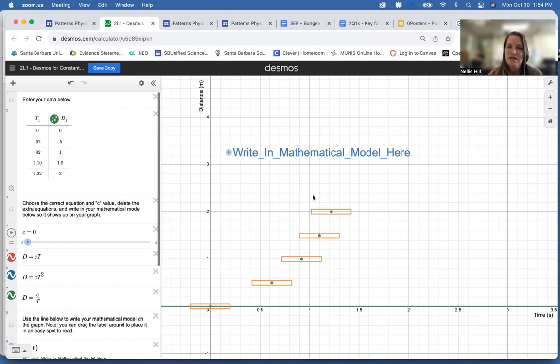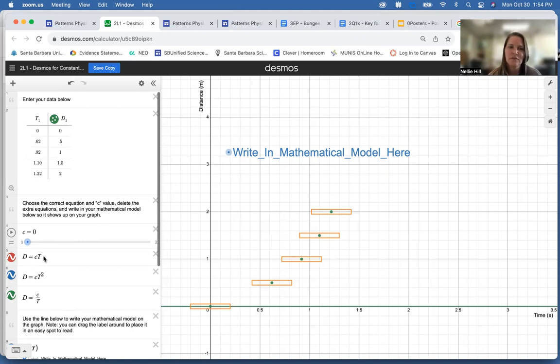Once I enter in the data, you can see Desmos is automatically creating some error bars. The teacher has done something on their end to make that appear for the students. And I look over to the left-hand side and I see C equals 0. Right below that, I see a few different mathematical models relating different ways that distance and time could potentially be related from our data and in this experiment.